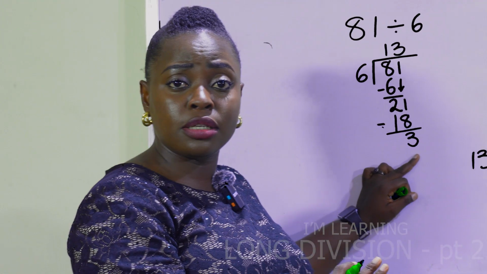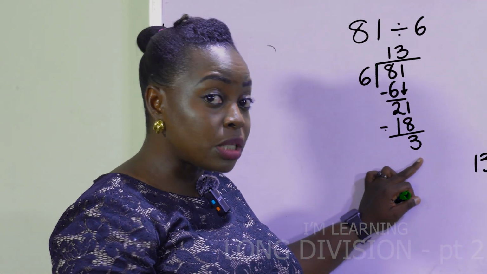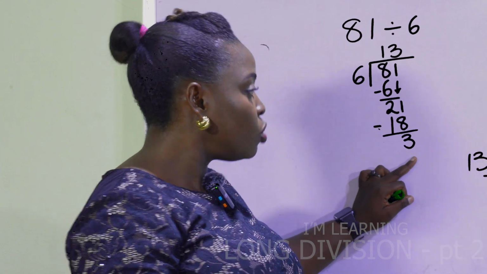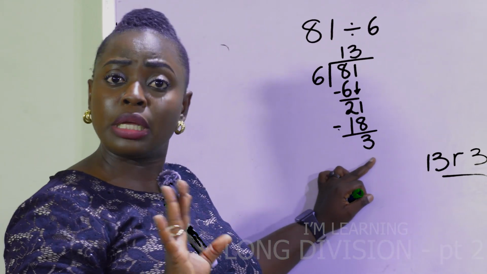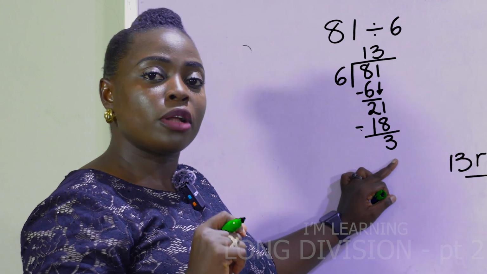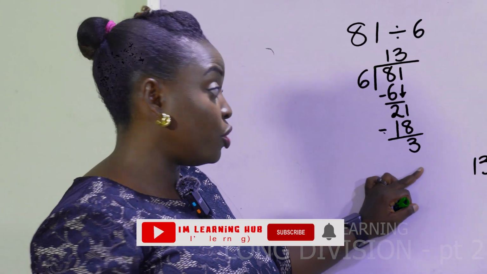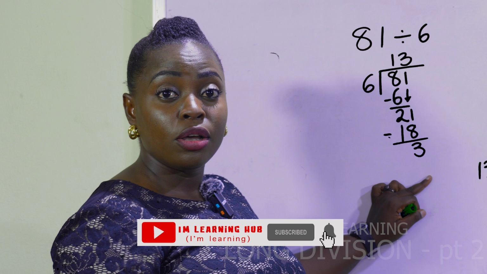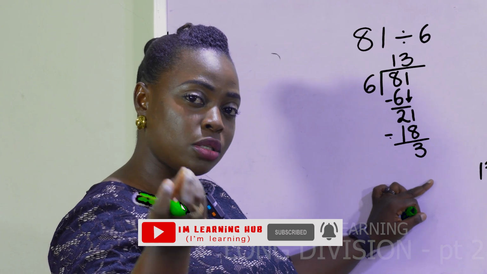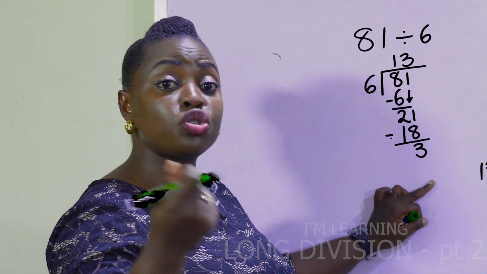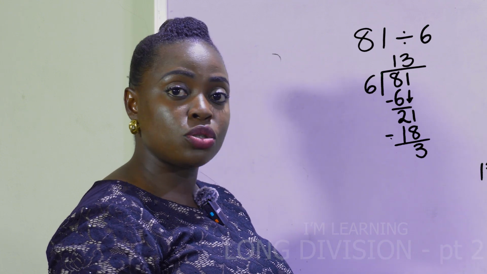And this is fantastic if you are in grade 3 downwards, right? You can say your answer is 13, remainder 3, and that's fantastic. But by the time you begin to get to upper primary, you can no longer give this as an answer. You're expected to work it out to decimal. So what do we do when we're working out the answers to decimal?